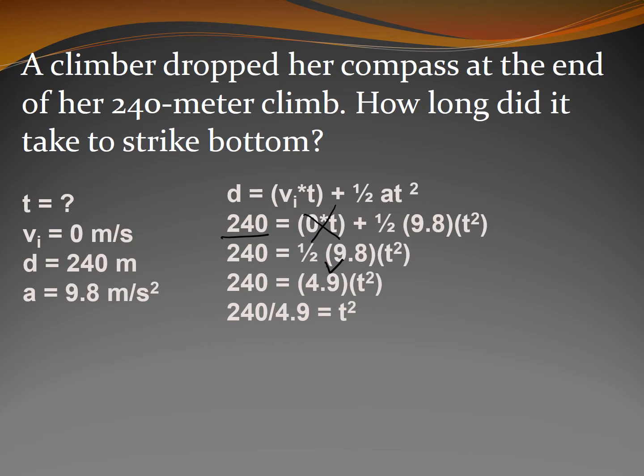So now we have t squared on one side and we have a number on the left. So how do we get rid of a square? Well, the opposite of a square is to square root. So I'm going to square root both sides. And so I'm going to be left with t on the right and 7 on the left. So it took 7 seconds. It didn't really take too long. So that means our compass, of course, was light. And that's why it didn't take too long.